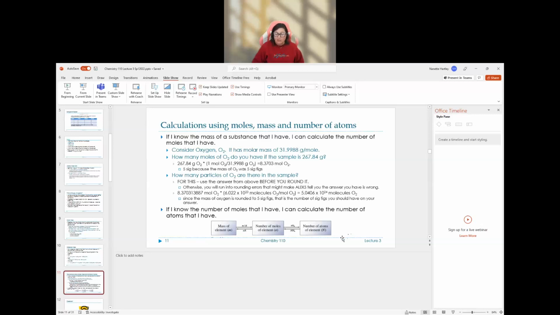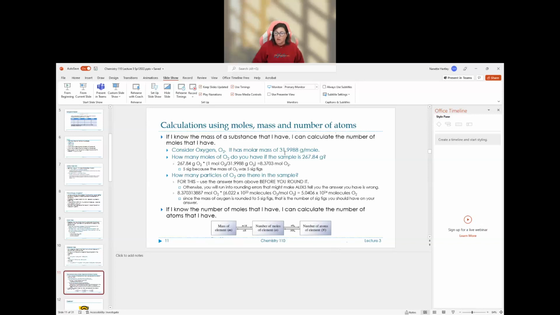When in doubt, convert to moles. Why do I say that? Because it's almost always what you're going to need to do first. So when in doubt, convert to moles. And we do a couple of calculations here. It says, if I know the mass of a substance that I have, I can calculate the number of moles that I have. Consider oxygen, O2. It has a molar mass of 31.9988 grams per mole. How many moles of O2 do you have if the sample is 267.84 grams?